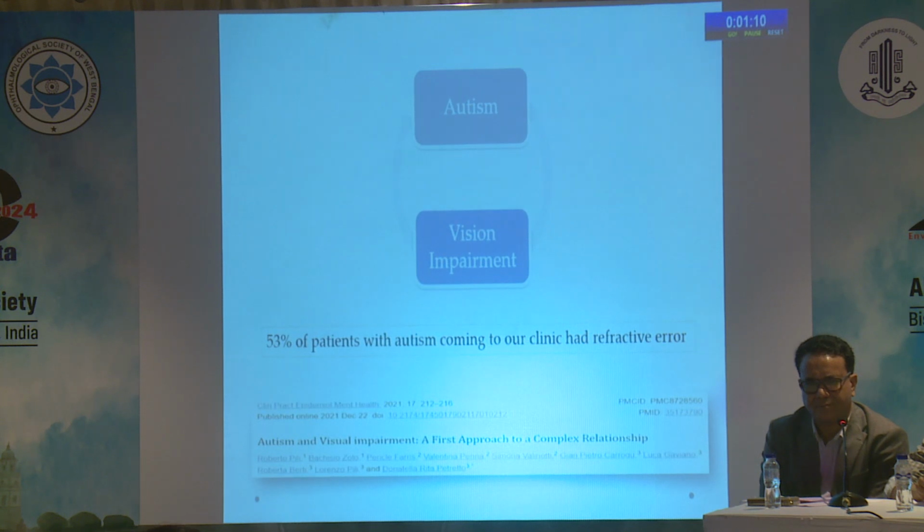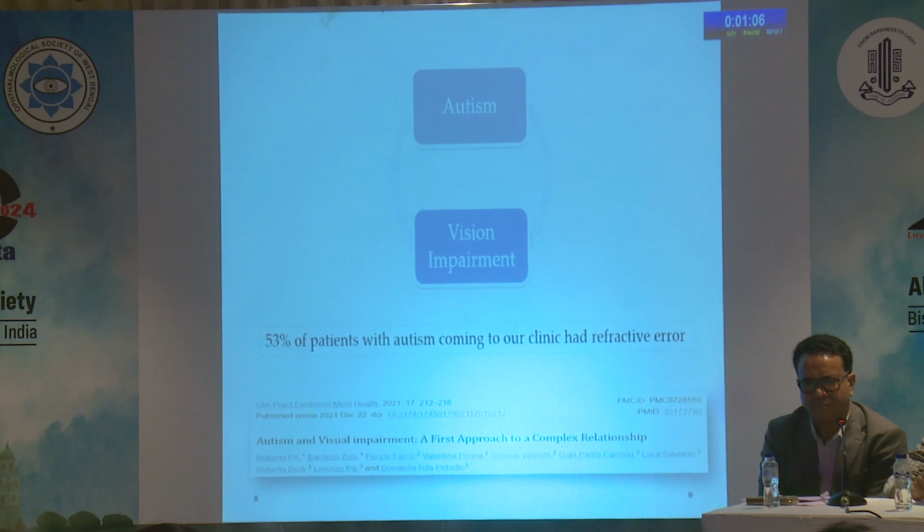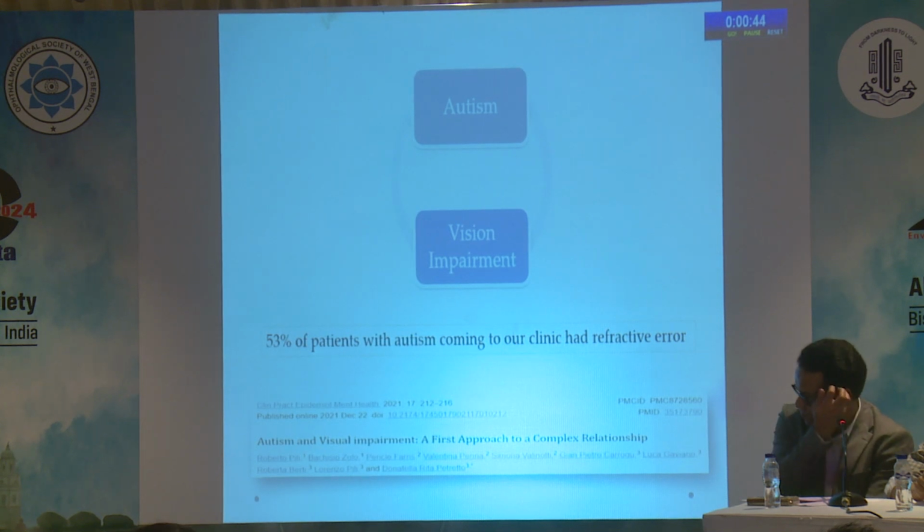Now coming to autism and vision impairment, they have a vicious role against each other. We already know that patients who have severe vision impairment, many of them develop aggressive autistic-like traits. But in recent years, we have seen that patients with autism have also been found to have some amount of vision impairment. If we treat those, their behavior has been shown to improve the moment their ocular ailments are addressed. 53% of autistic patients who attended our Ophthal OPD were found to have refractive error.